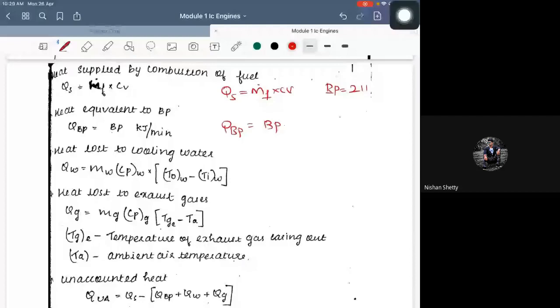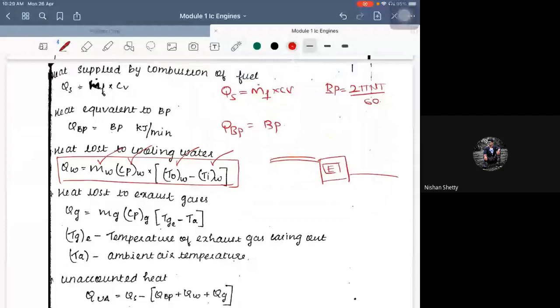Now, loss due to cooling water. This is given by this particular formula here: Q_w is equal to m_w, where m_w is the mass flow rate of water, Cp_w is the specific heat of water, times T_out minus T_in. Suppose there is an engine, cool water would enter, cool the engine and return back, isn't it? So the temperature at this point is T inlet, and the temperature at this point is T outlet. So this is how you calculate the heat loss due to cooling water.